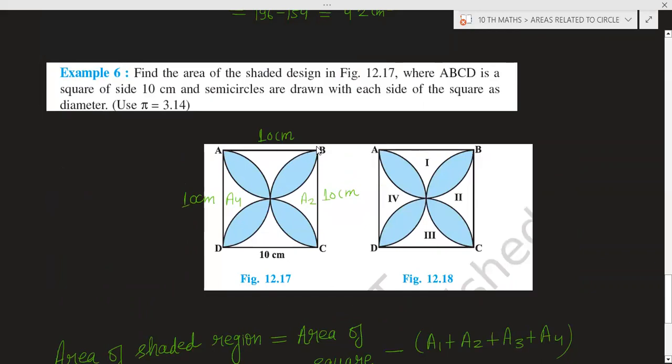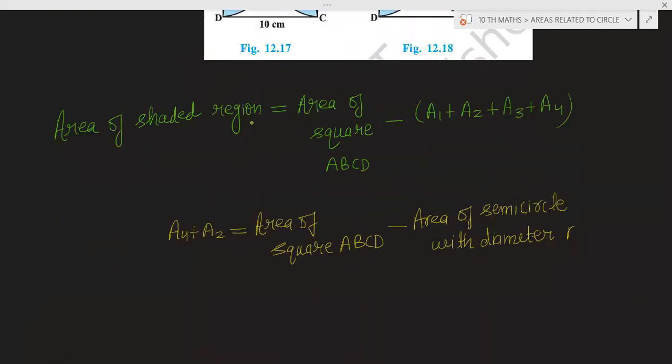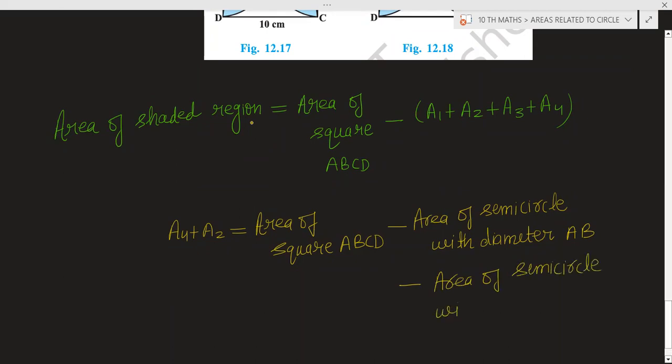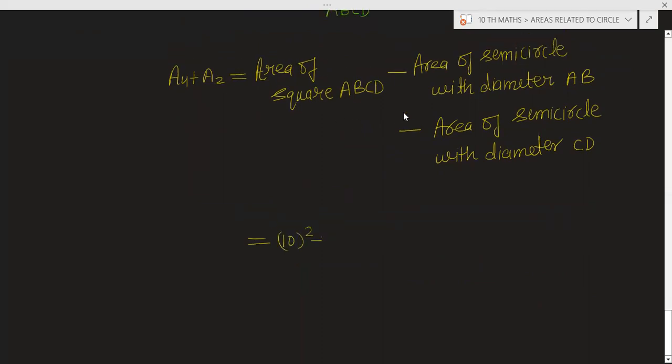Area of semicircle with diameter AB minus area of semicircle with diameter DC, minus area of semicircle with diameter CD. Area of square, you will have 10 square minus area of semicircle.